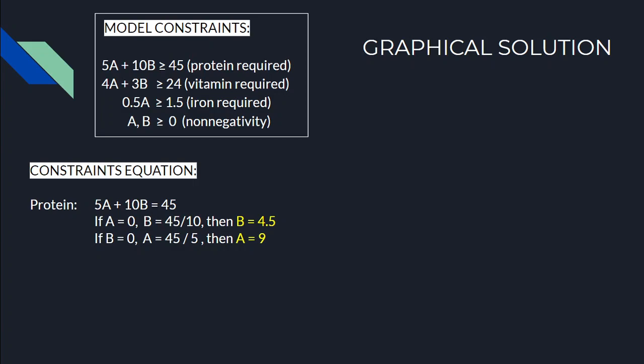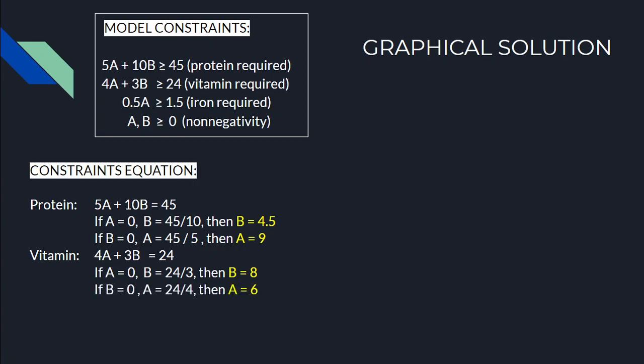Okay? So we have now our 2 points for a and b. That is 9 sa A and 4.5 sa B. So tapusin lang natin to, then we will graph. Okay, so that is for protein. Now for vitamin, ang ating formula is 4A plus 3B equals 24. So if A is 0, then B will be 8. Okay, and then if B is 0, then A will be 6.